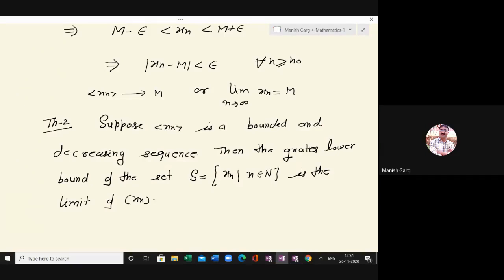So this is the final thing: if you have a sequence which is bounded and either increasing or decreasing, you can say that this is convergent, and if it is increasing, it converges to its least upper bound. If it is decreasing, then it converges to its greatest lower bound.